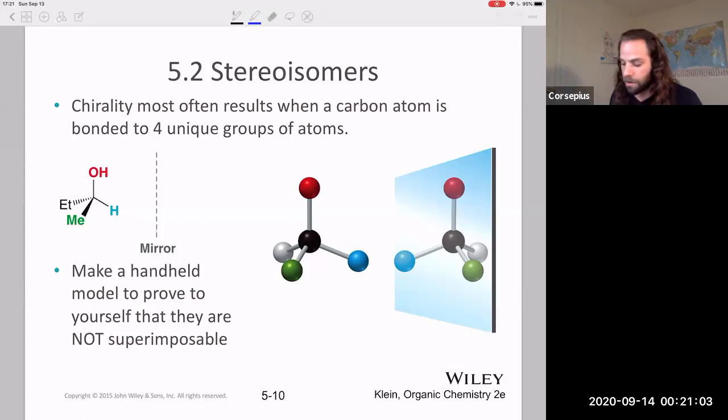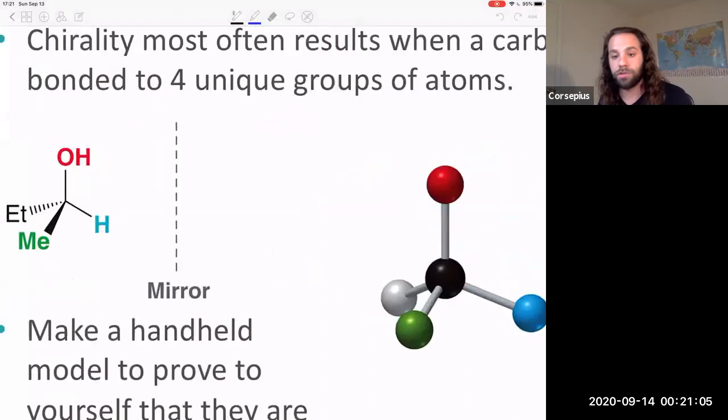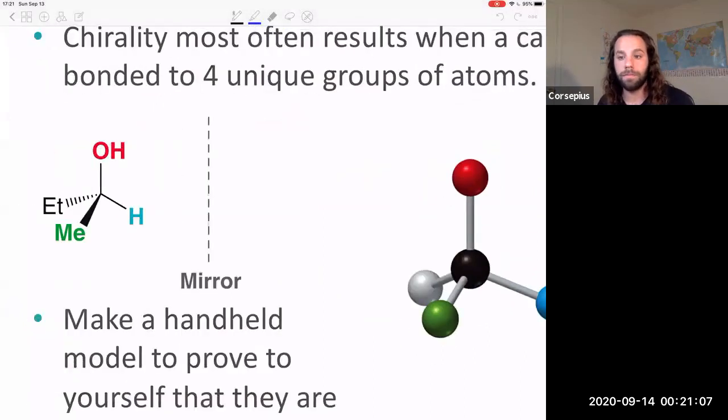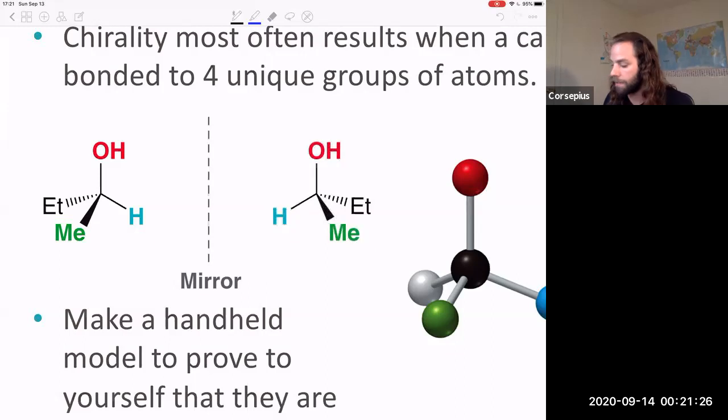Okay, so here I'm given this molecule and I want to draw its mirror image, right? So now the hydrogen is going to be sitting close to that mirror. I have my linear bond here, and then that goes up to the OH group. My ethyl group is still pointing into the board, and my methyl group standing out, right? So these 2 molecules are mirror images of one another.